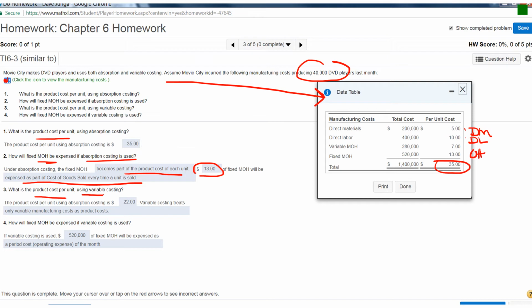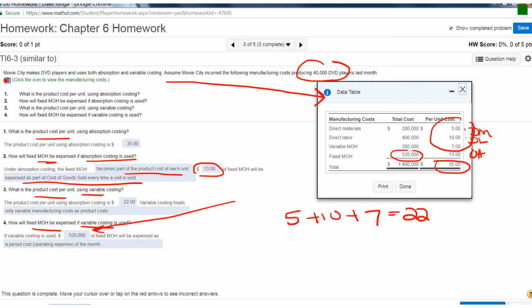Part 3 says, what would be the product cost per unit for the variable costing? Well, that's just going to be the first three. That's going to be the 5 plus the 10 plus the 7. That's just the variable part of your cost of goods sold. So there's your $22. They essentially treat that as your product cost. Part 4 says, how will the fixed overhead be expensed if the variable costing is used? Well, essentially, variable costing treats everything just like a period cost. So that total of $520,000 will be expensed just like a period cost in the month of operations.